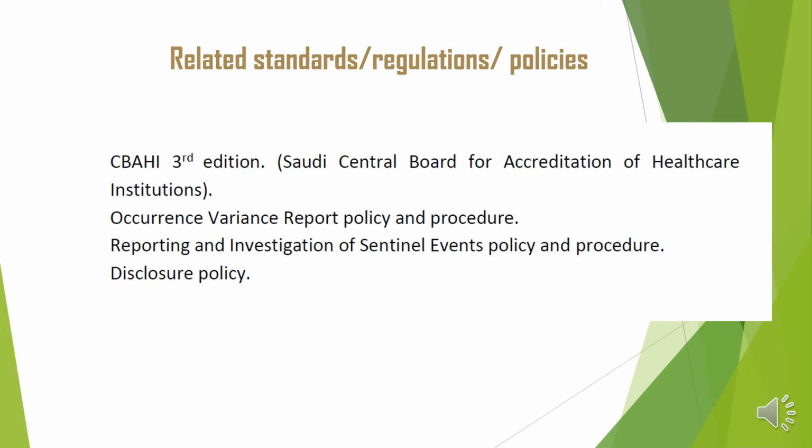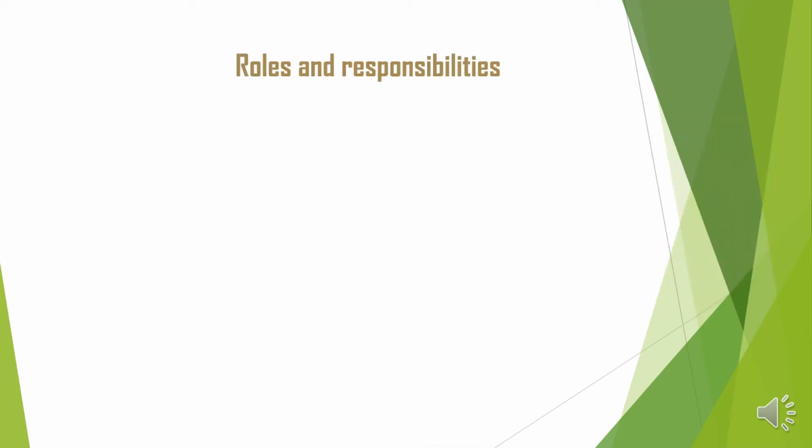What are the related standards, regulations, and policies related to the patient identification policy? CBAHI 3rd edition, Saudi Central Board for Accreditation of Healthcare Institutions. There is a standard QM17 in the quality domain. It states that patient identification should be done in a proper way. Again, the OVR report policy: any deviation from the policy should be registered as an OVR. The reporting and investigation of sentinel events policy and the disclosure policy also match with the patient identification policy.